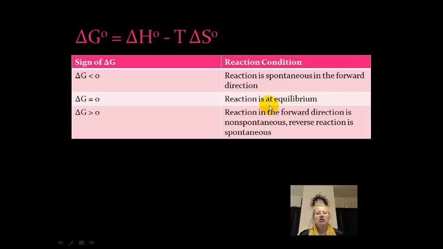So in the forward direction, the reaction is non-spontaneous. However, if you go backwards, like if you have products and they are combining to give reactants, that reaction is actually spontaneous.